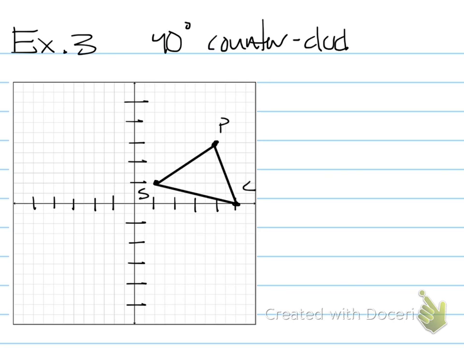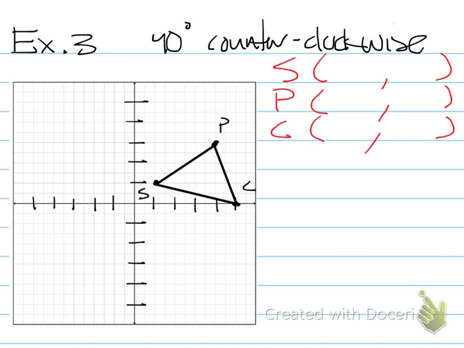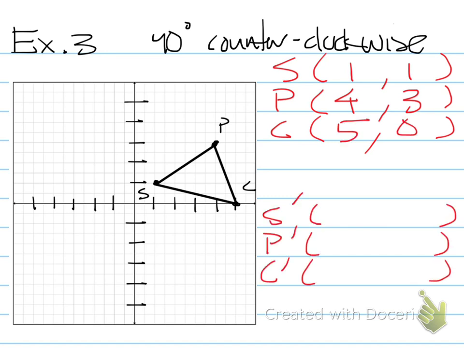And for this last example, we want to rotate the triangle 90 degrees counterclockwise. 90 degrees counterclockwise is the same thing as 270 degrees clockwise. So again, we want to start with the coordinates for each one of the vertices.